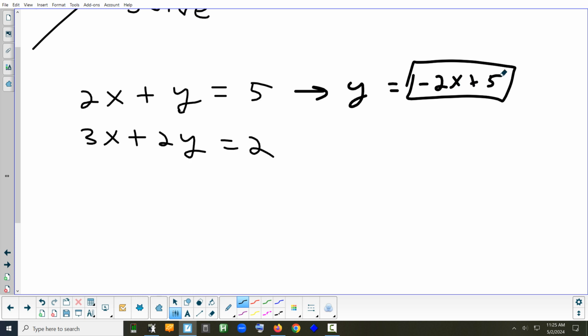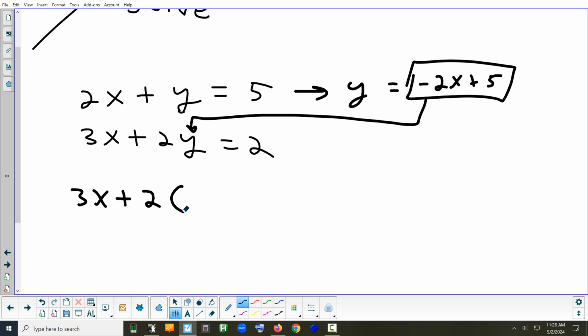All right. Now, what do we do with that? Plug it into the second equation. For which letter? Y. Yep, plug that in for y. And when I plug it in, I want to make sure I use certain symbols. What symbols do I want to make sure I use? Parentheses. Yes, I have to use parentheses because this is a distributive property. So it's 3x plus 2 times whatever you fill in for y. We're filling in a binomial, so it's going to be negative 2x plus 5 in parentheses. So you got to distribute. Okay, equals 2.